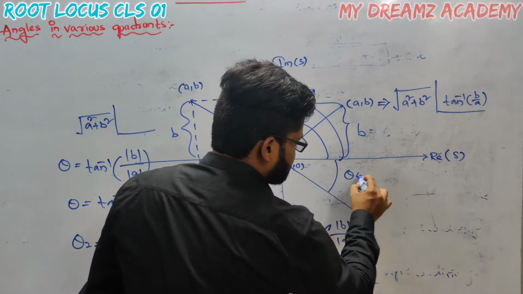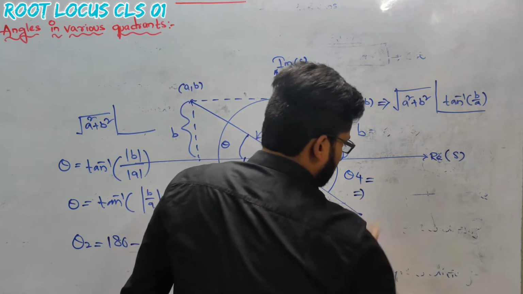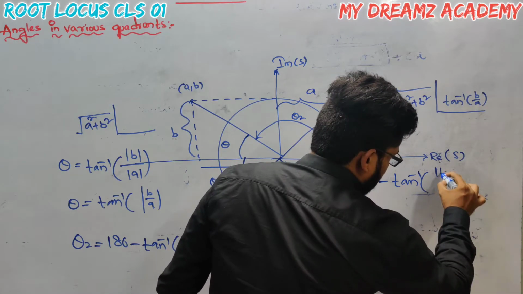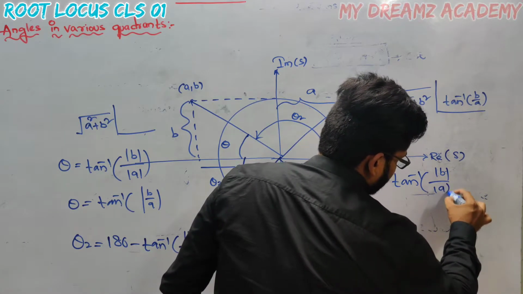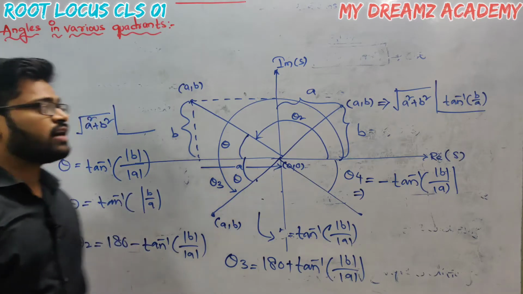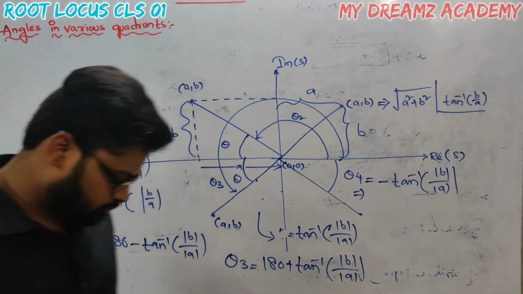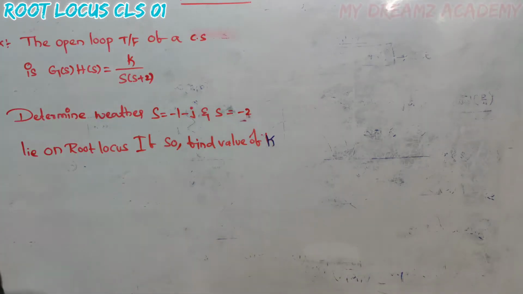Let us consider this is theta 4. Theta 4 will be calculated like this, that is minus tan inverse of magnitude of B by magnitude of A. Like that we are able to find angles in various quadrants. We will see some simple examples.